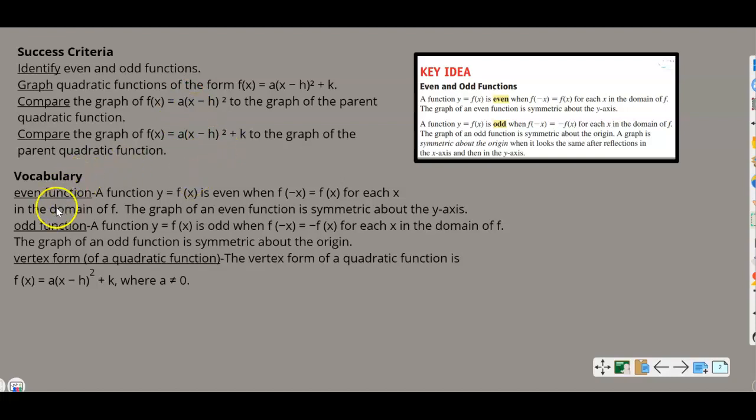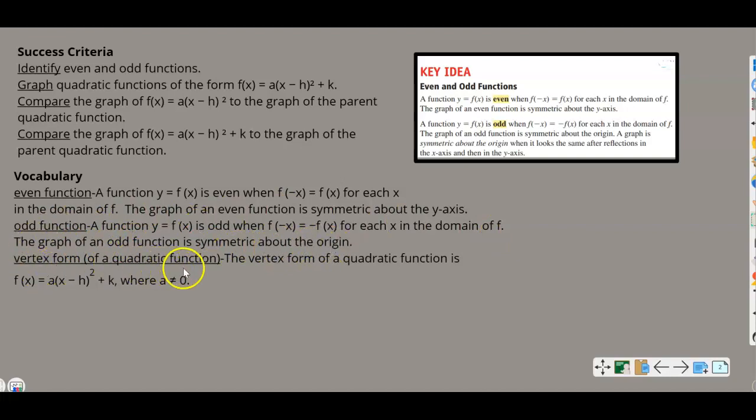All right, vocabulary that you need to know. Even function. A function y equals f of x is even when f of negative x equals f of x for each x in the domain. The graph of an even function is symmetric about the y-axis. Good to know. Odd function. A function y equals f of x is odd when f of negative x equals negative f of x for each x in the domain. The graph of an odd function is symmetric about the origin.